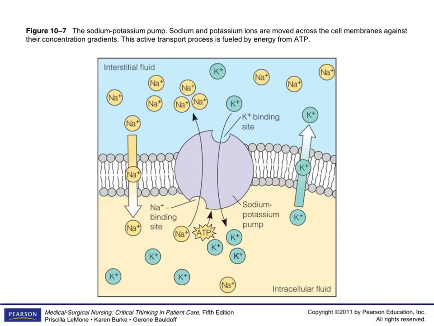This is a picture from your textbook of the sodium-potassium pump. Remember, we talked about the sodium and potassium ions moving across the cell membranes against their concentration gradients. This is that active transport process that's fueled by ATP. You have to have that energy. Remember that we said that your potassium is intracellular fluid and your sodium is considered extracellular fluid. So you have that opposite attraction keeping balance.